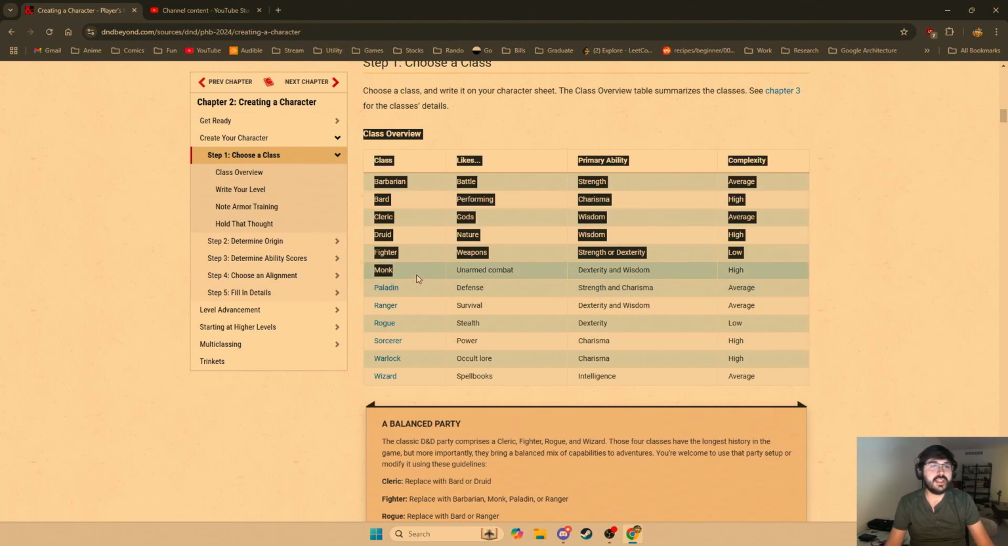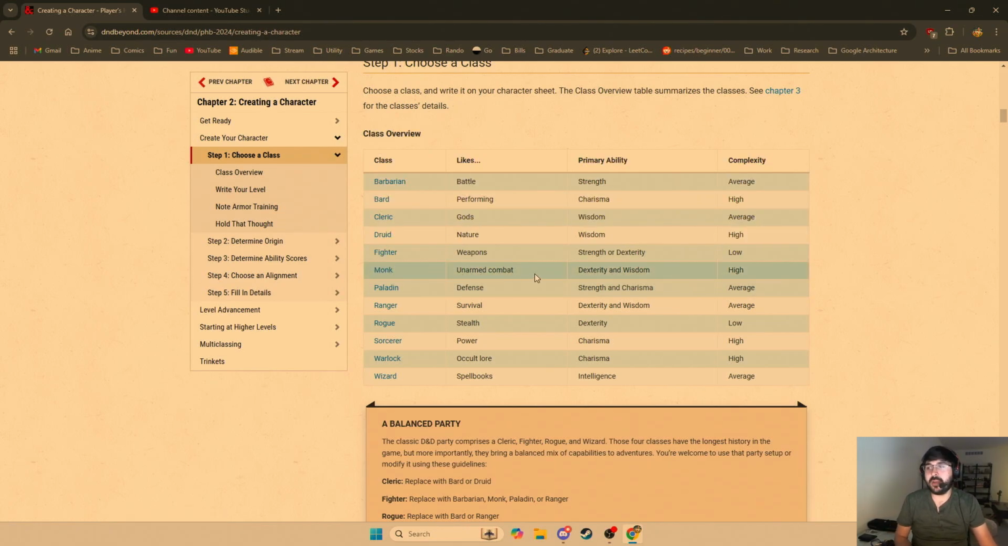Monks. These are the guys that if you want to be a martial artist or you wanted to be like Avatar or something like that, monks are the master of unarmed combat and evasion tanking the meta. They're extremely fast, they're extremely dexterous. You can do a lot with them.